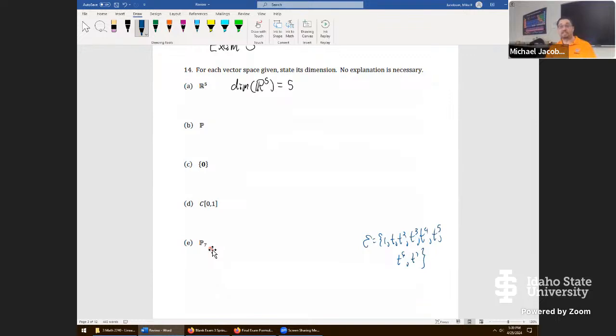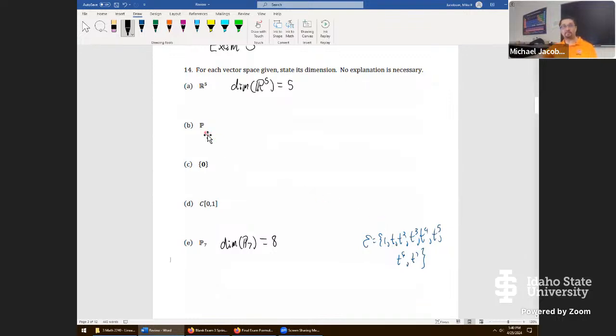We now have 8 elements in that set. And that tells us the dimension of P7, the number of vectors in a basis, and that is a basis. So it's of dimension 8.